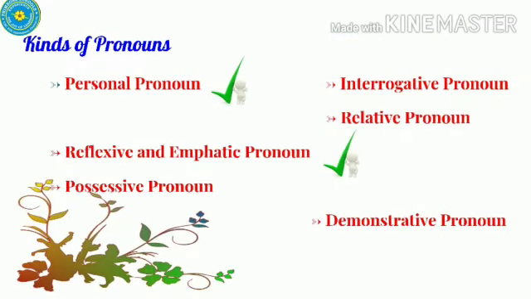Now take a note of these kinds of pronouns. Personal pronoun, reflexive and emphatic pronoun, possessive pronoun, interrogative pronoun, relative pronoun and demonstrative pronoun. So in grade 4 you are going to learn these 6 kinds of pronouns. And in today's class, let us see the personal pronoun and the reflexive and emphatic pronoun.